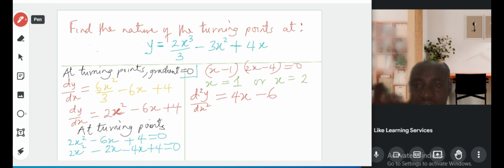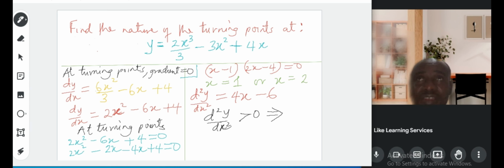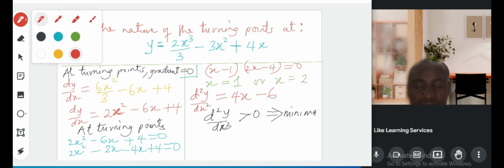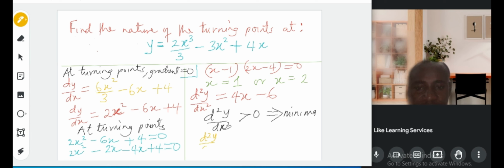Now we just need to test. Remember, if d squared y over dx squared is greater than 0, then it's a minima. If d squared y over dx squared is less than 0, then it's a maxima. So all we need to do is to substitute these two values. Substitute x equal to 1 into this and x equal to 2 into this, and see the values we get.